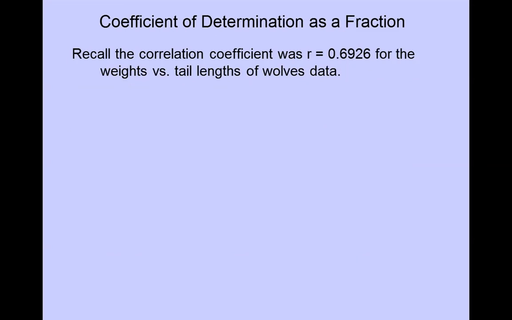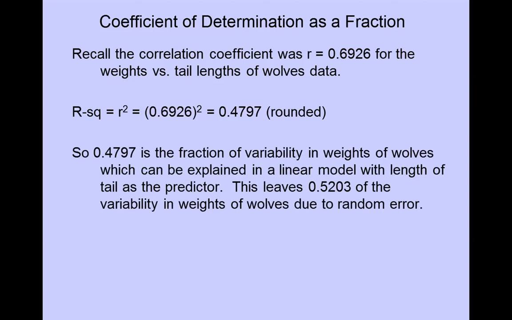Recall the correlation coefficient was R equal to 0.6926 for the weights versus tail lengths of wolves data. So if we take R and square it, we get about 0.4797 when we round off to 4 digits after the decimal point. So keeping it as this decimal number, we could write an interpretation that says 0.4797 is the fraction of variability in weights of wolves which can be explained in a straight line or linear model with length of tail as the predictor variable.